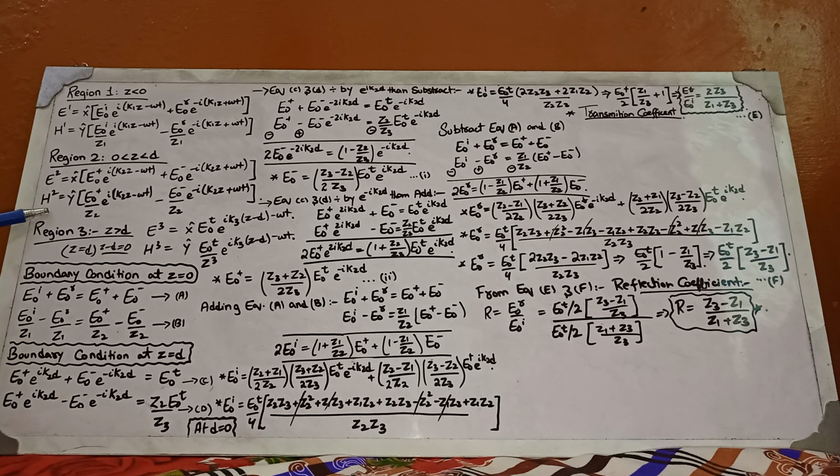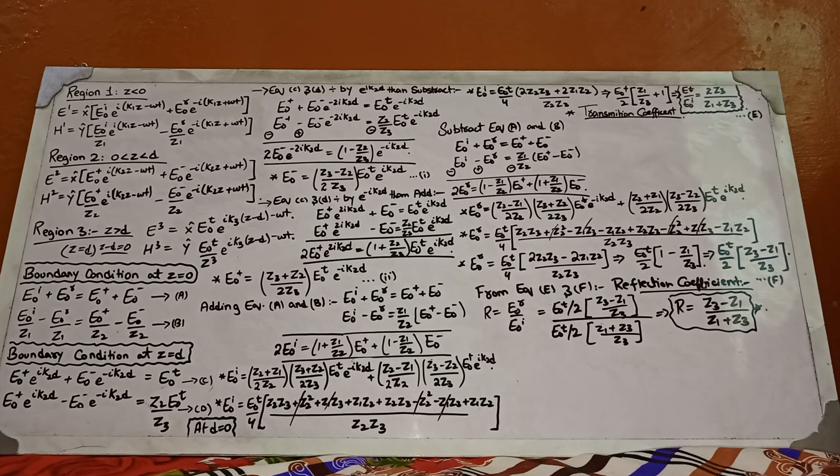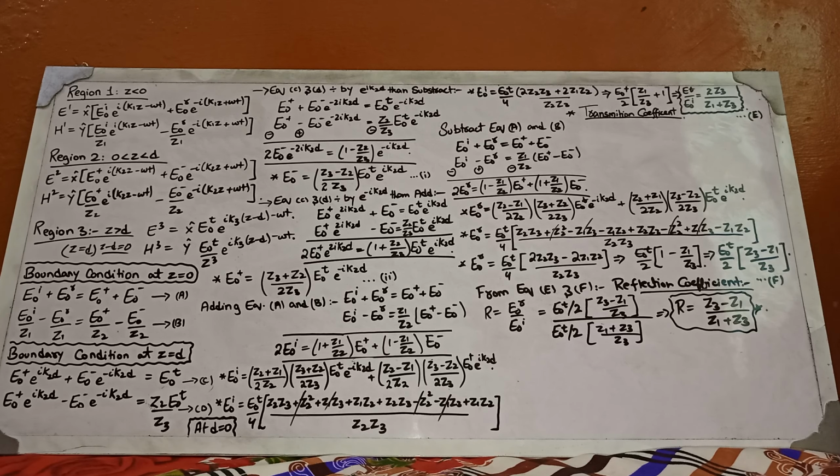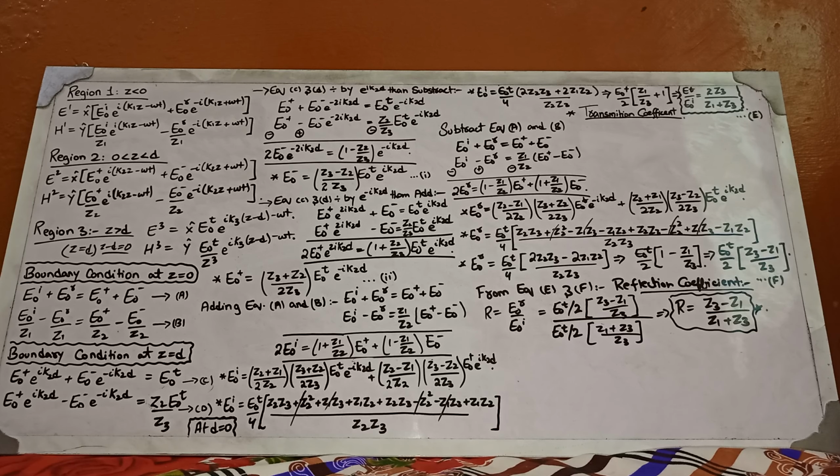The magnetic field of region 2 has E0+ by Z2 and E0- by Z2, with the minus sign as it is. So these are the two equations. Let's call them equation A and equation B. Now let's apply our second boundary condition, which is at z equals d, in regions 2 and 3.